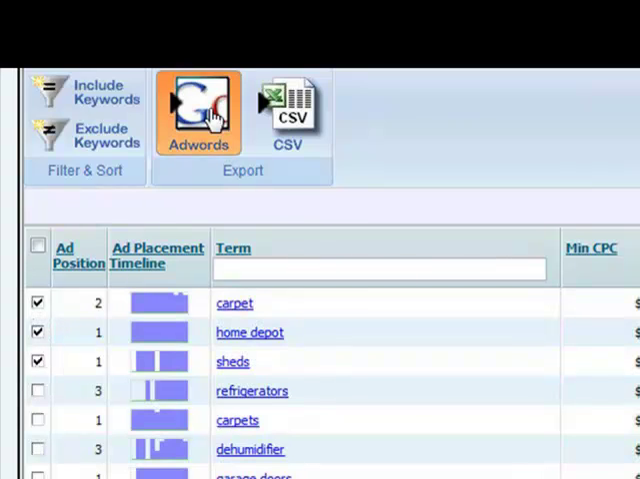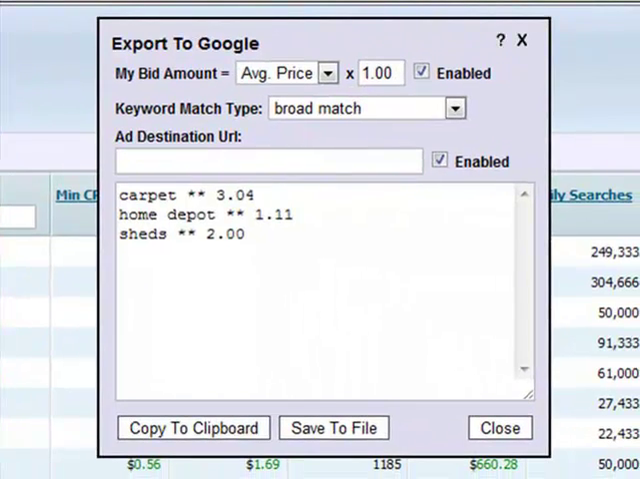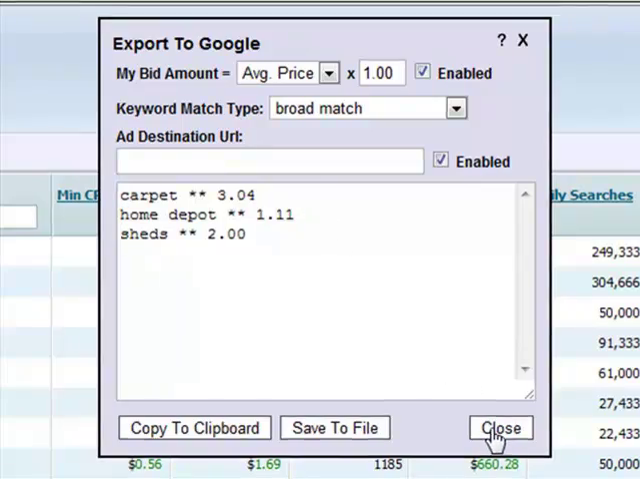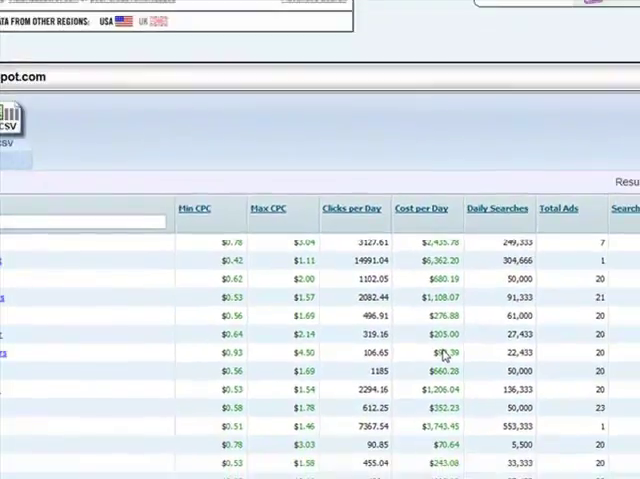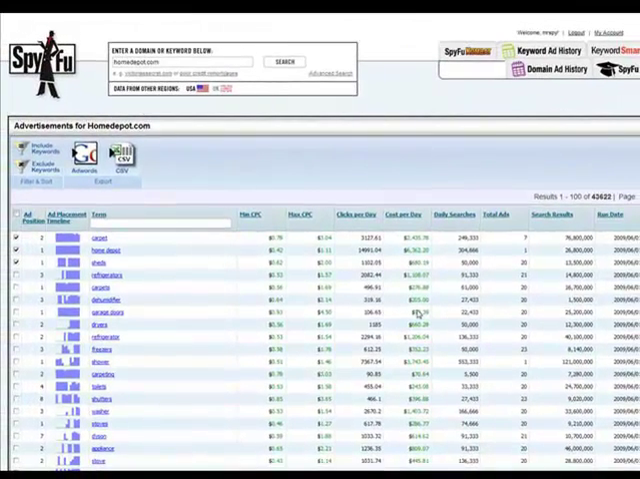Now, I mentioned earlier that we had integrated domain ad history into SpyFu Combat. So the idea is if one of your competitors buys a keyword, that's interesting and you might want to take a look at it. But when 2 or 3 of your competitors are buying the same keyword and you aren't, you probably should take a look at it. That's the promise of SpyFu Combat.